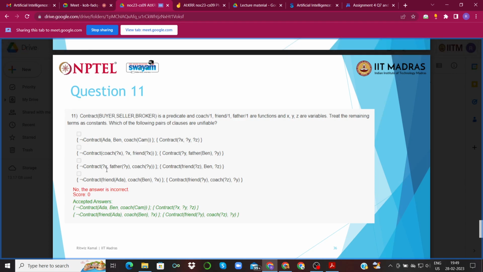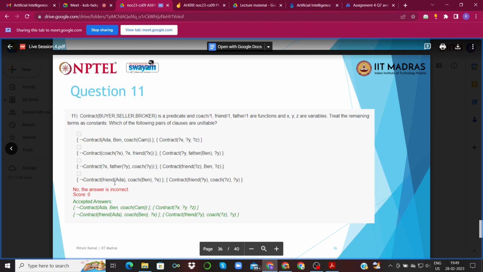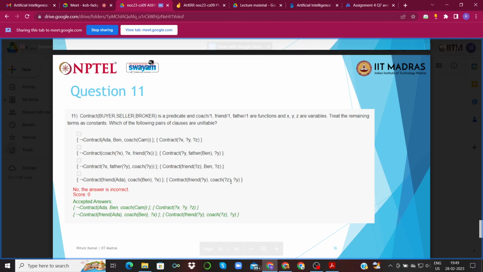Similarly for option 3, option 4 again you can unify. You can replace y with ada, z with ben, and y with x. So option 4 is correct.